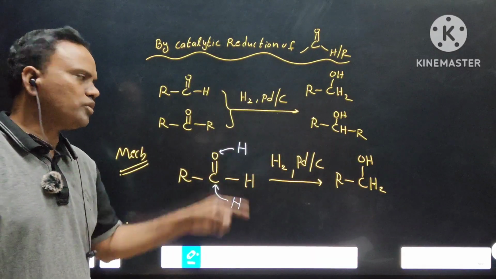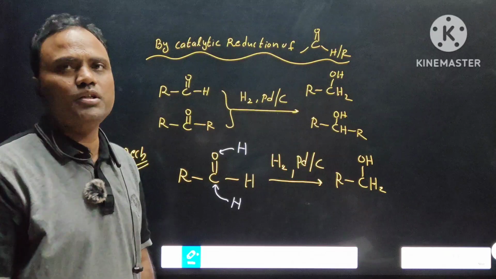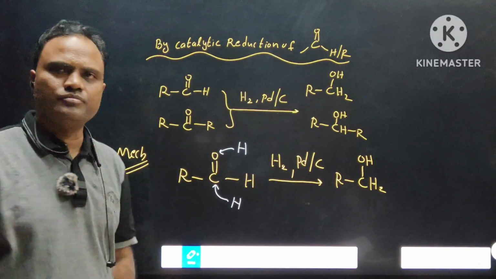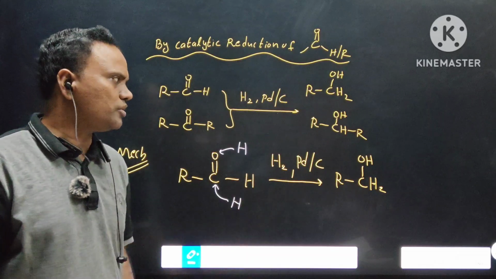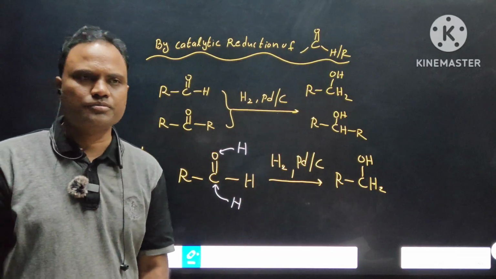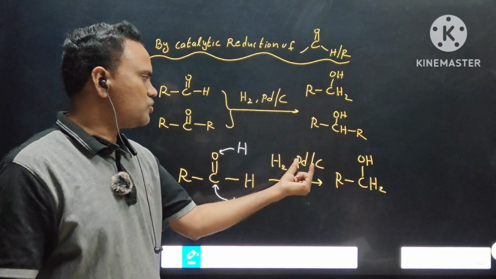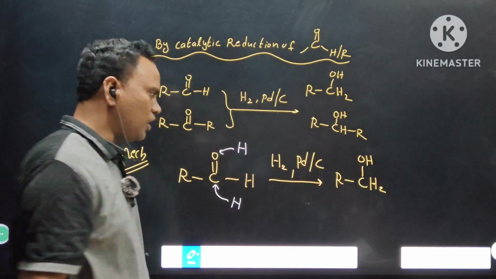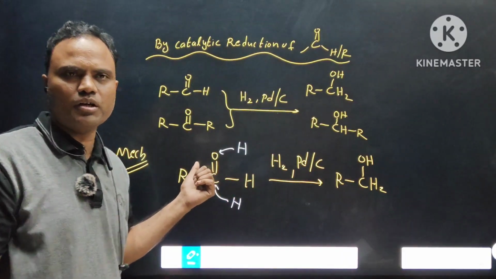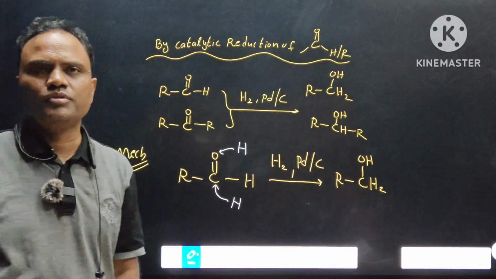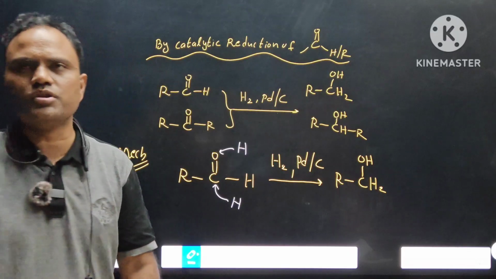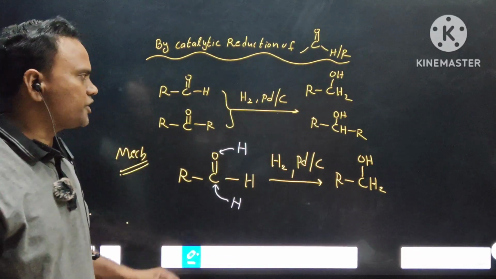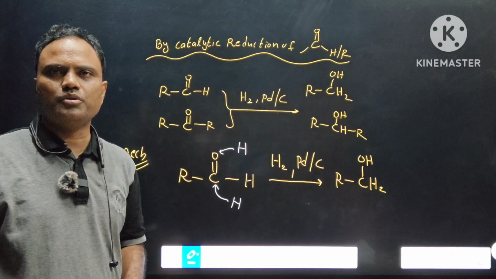Where have we seen this shortcut mechanism, with which reagent, tell me? Lithium aluminum hydride and sodium borohydride. Same mechanism only, with lithium aluminum hydride and sodium borohydride. Correct? So when you add H2 palladium on carbon, what you have to do? Add hydrogen to oxygen and hydrogen to carbon and remove the double bond. During addition, the double bond will convert to single bond. Clear? Right. Shall we go to the next page?